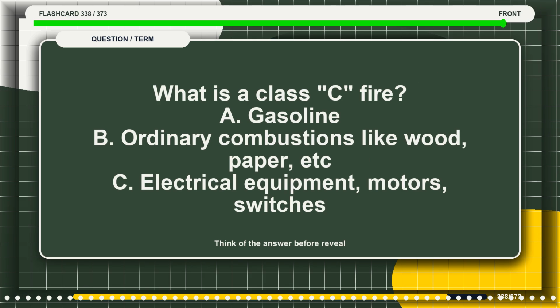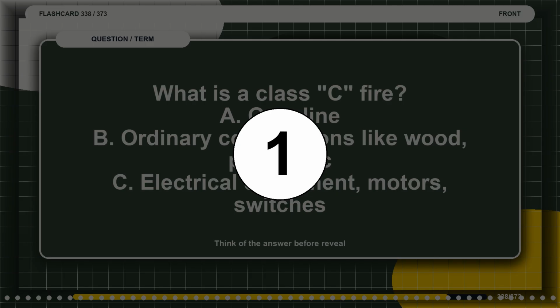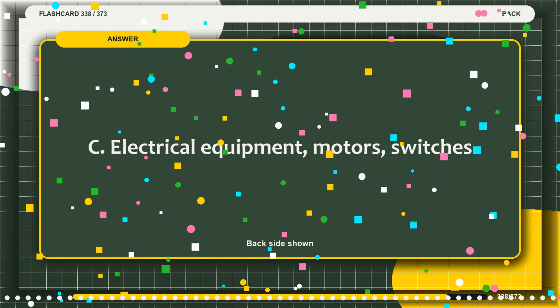Flashcard 338. What is a Class C fire? A. Gasoline. B. Ordinary combustibles like wood, paper, etc. C. Electrical equipment, motors, switches. Think of the answer before the reveal. The answer is C. Electrical equipment, motors, switches.